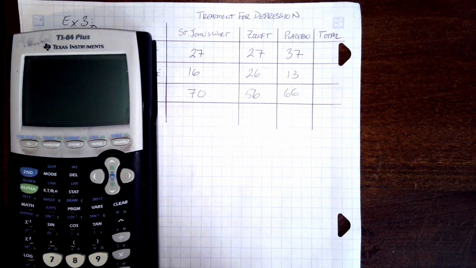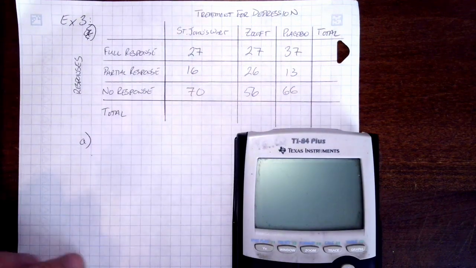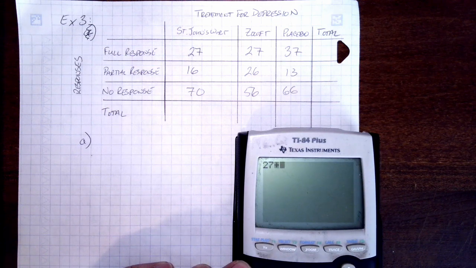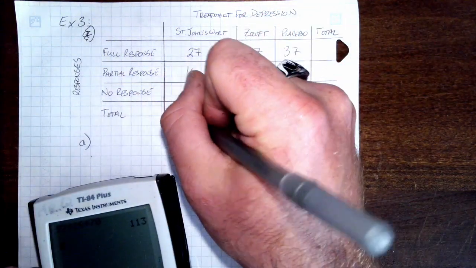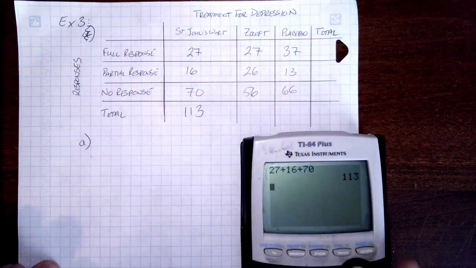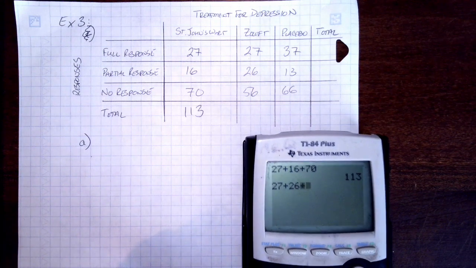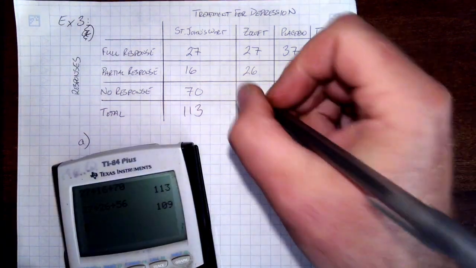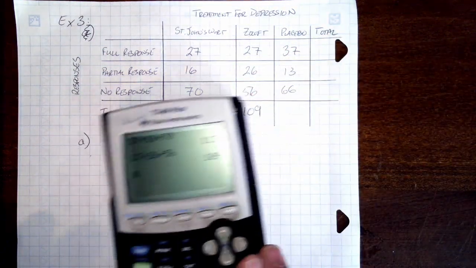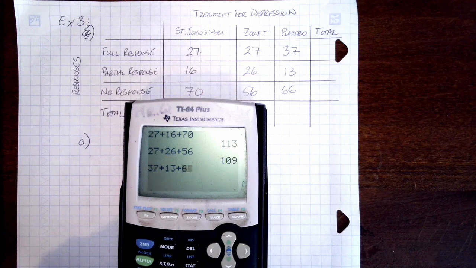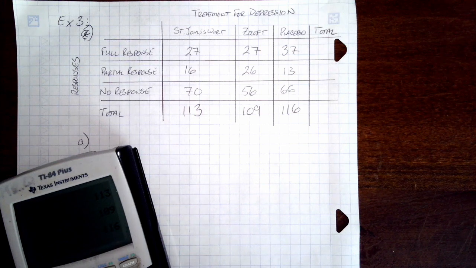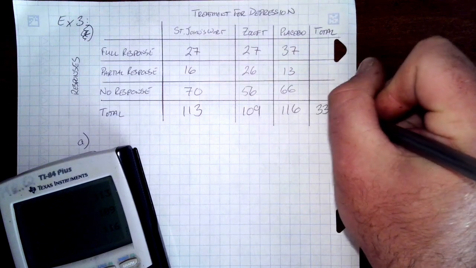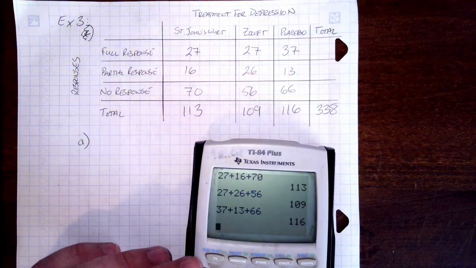So, how many people took St. John's wort? We had 27, 16, and 70 for a total of 113 people. People who took Zoloft were 27, 26, and 56 for a total of 109 people. And people who got a placebo, 37 plus 13 plus 66, is a total of 116 people. Our grand total is supposed to be 338. So let's just double check.